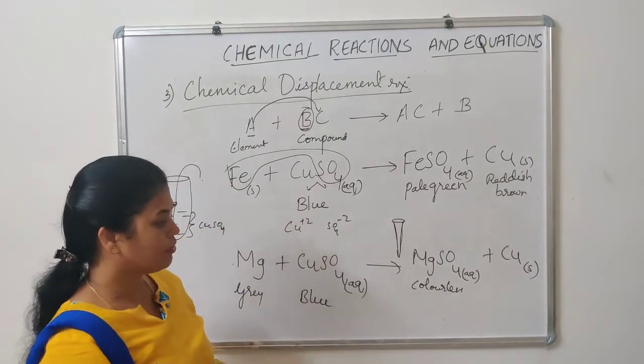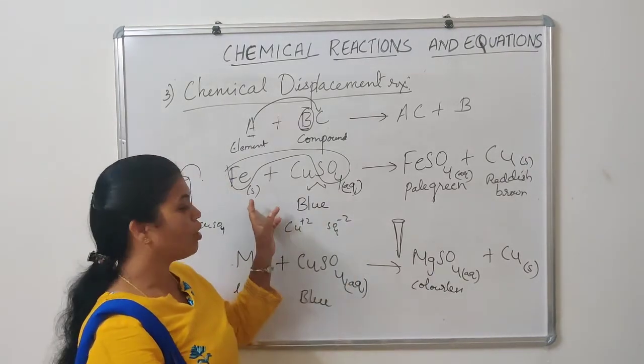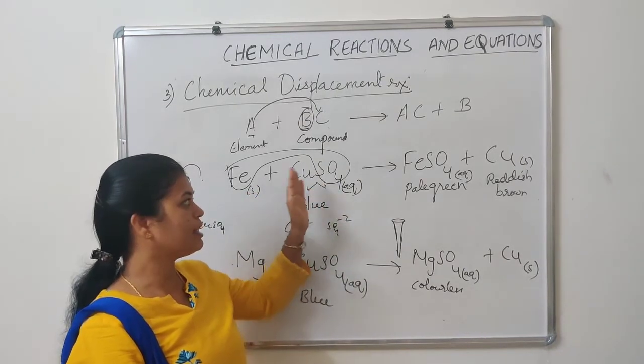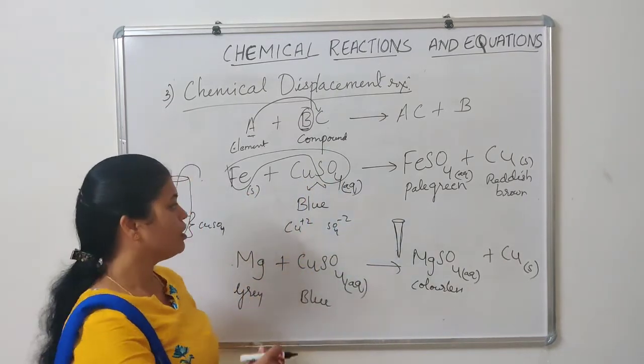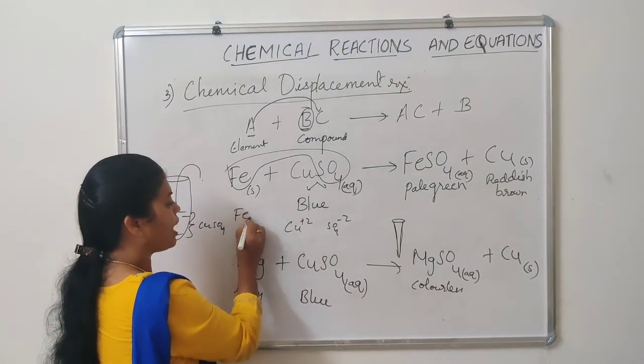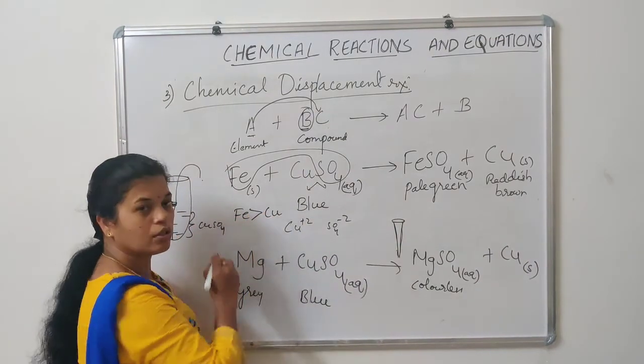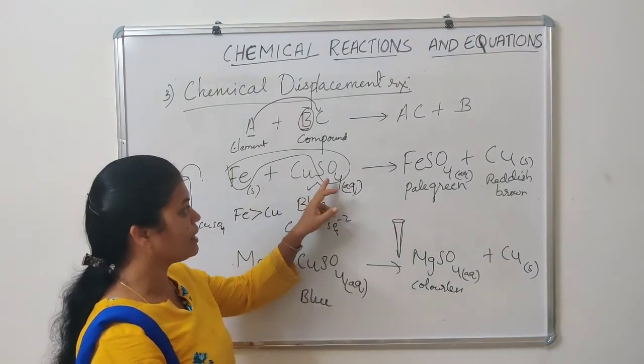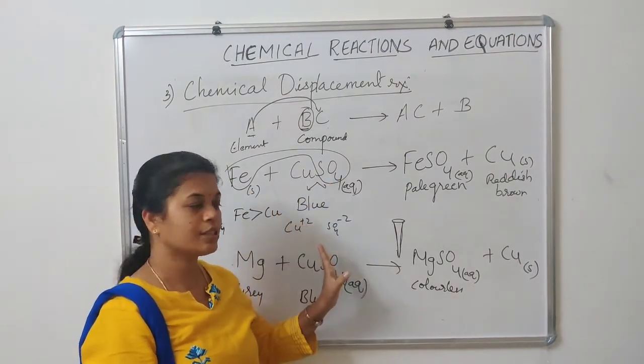So we can come to know which is more reactive in this reaction, iron or copper? As iron is displacing the copper from its sulfate, we can say that iron is more reactive than the copper. If you do vice versa, you won't get it. Suppose if you take iron sulfate plus copper, no reaction.